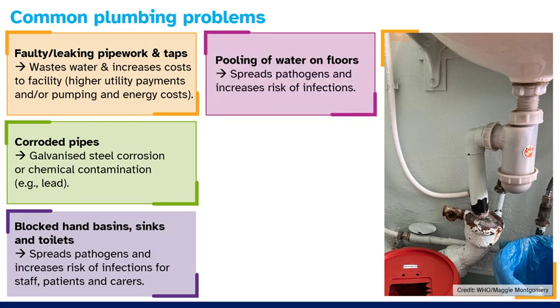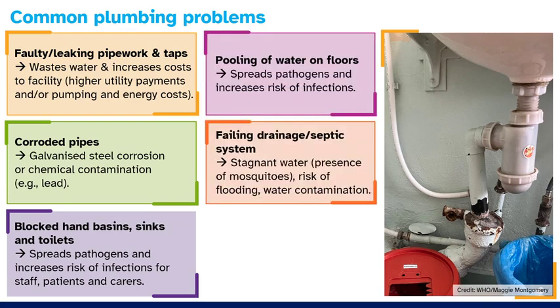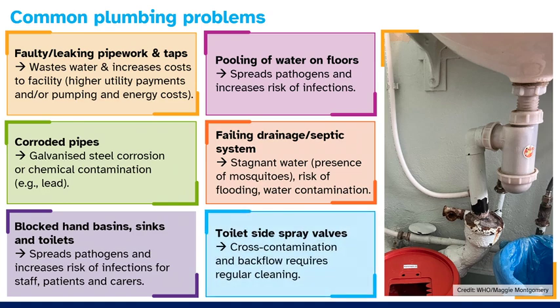Water pooling on floors and inadequate drainage systems create stagnant water, which provide easy access for mosquitoes to breed and further disease transmission. Gutters and drainage areas must be cleaned to stop vectors from breeding. Toilet side spray valves, which are popular in many cultures, are also a potential source of cross-contamination due to backflow. They require regular cleaning and checking to ensure they are operating properly.